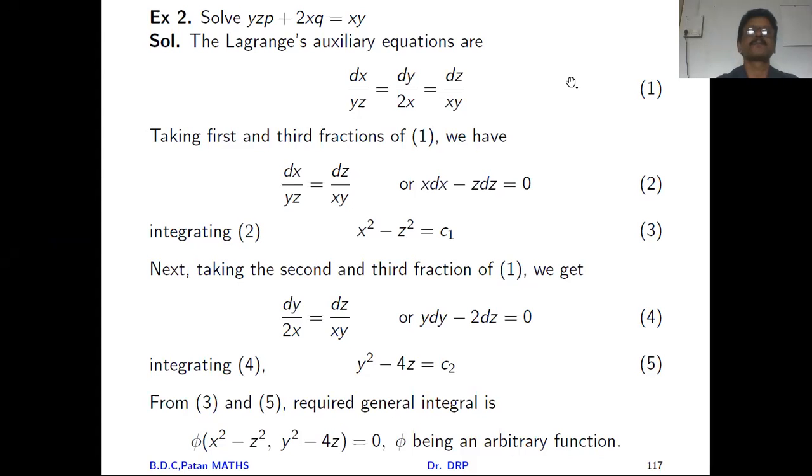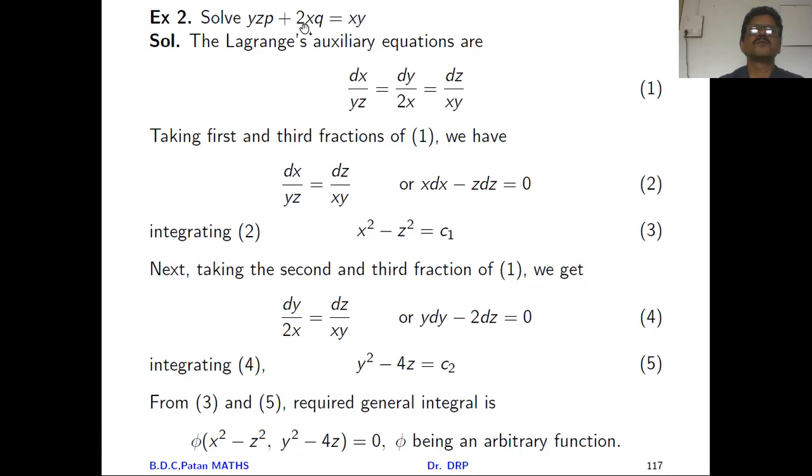Hello friends, in the last lecture we have discussed Lagrange's linear equation, its method of solution, and one example based on it. Now in today's lecture we will discuss the rest of the examples which are based on that method, or on that form. See the another problem given: solve yz into p plus 2x into q equal to xy.